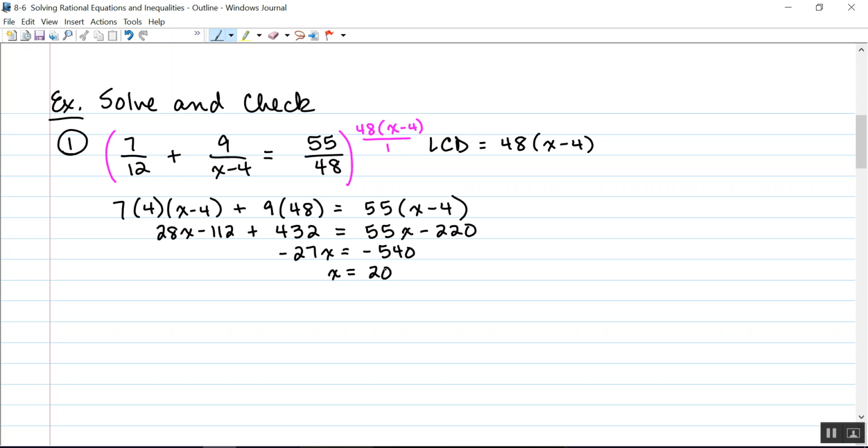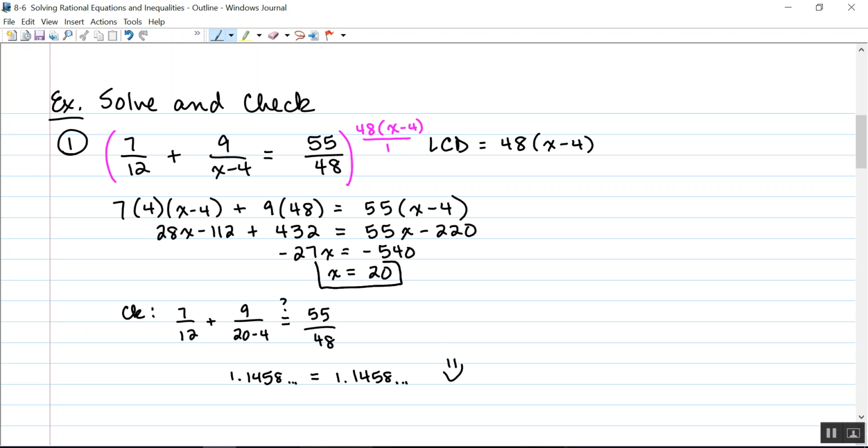Now to check that, I'm going to plug that back into the original equation. So is 7 over 12 plus 9 over 20 minus 4 equal to 55 over 48? Plugging each side into my calculator, I get that 1.1458 and so on, going on forever, is indeed equal to the same thing on the other side. So if you end up with messy fractions or whatever, just go ahead and plug it into your calculator. So it does indeed work. My answer equals 20.